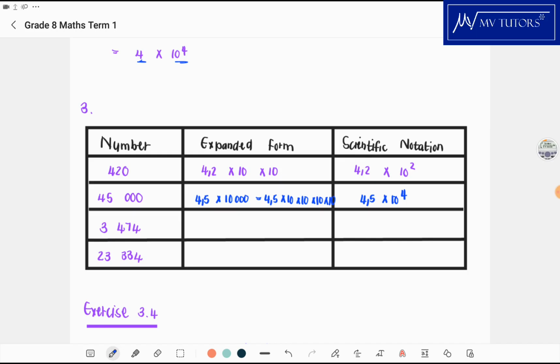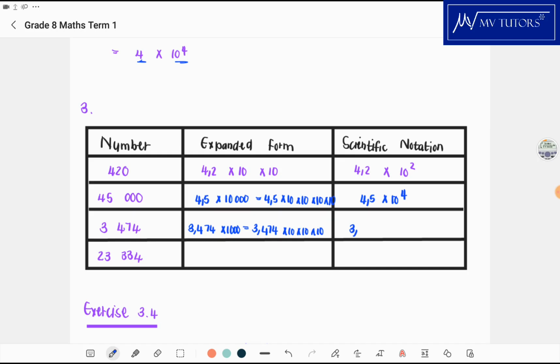Now 3,474, this is not such a nice number to write in scientific notation, but let's do it. So we can say 3,474, and we're multiplying this by 1,000. Okay. Now 1,000 we know, let's just write 3,474. 1,000 is 10 times 10 times 10. So basically, I'm going to round this up to 2 decimal places. Or maybe let's say 1 decimal place.